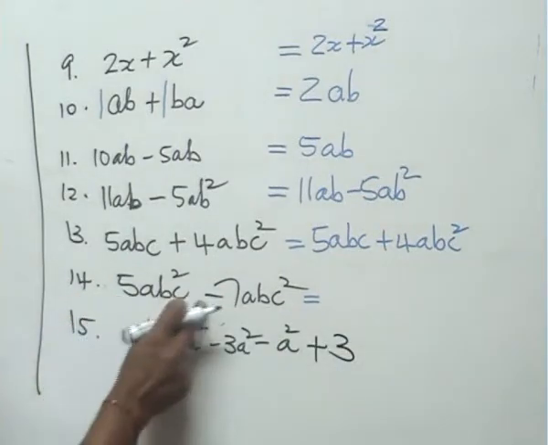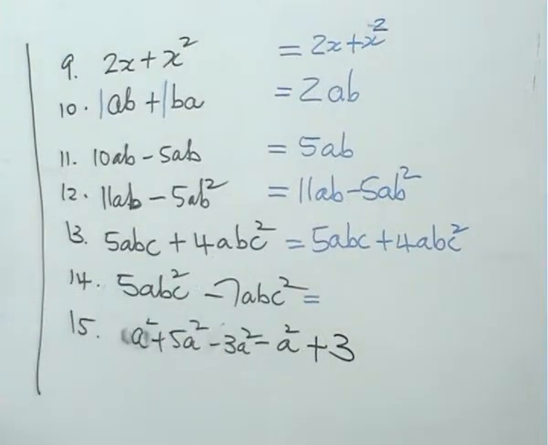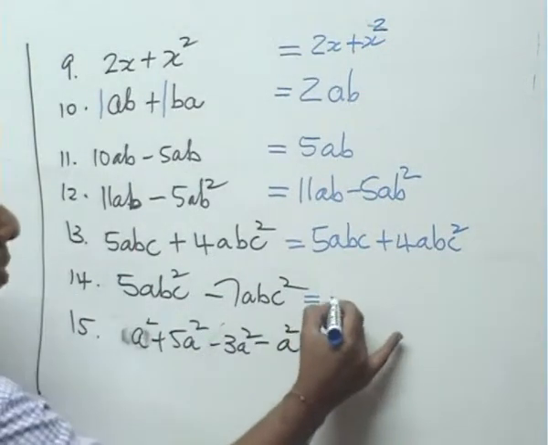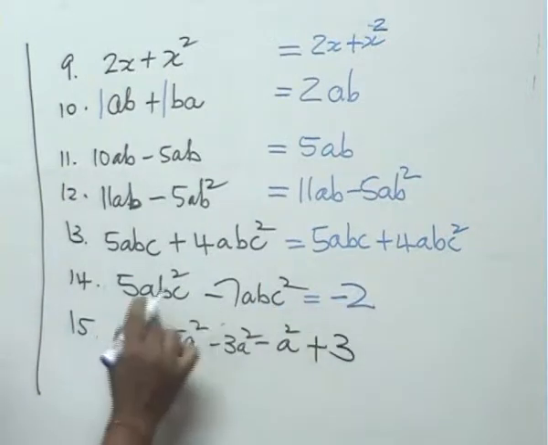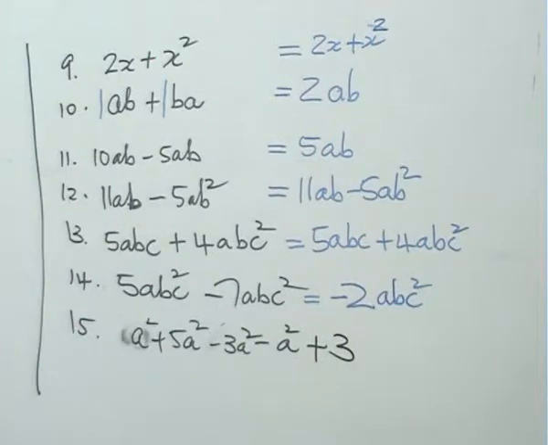So you got 5 minus 7, so it's integers. You have 5, you owe 7, so you'll end up owing 2, and you'll write down ABC squared one time. Or a person could have said 5 minus 7, and that's minus 2.